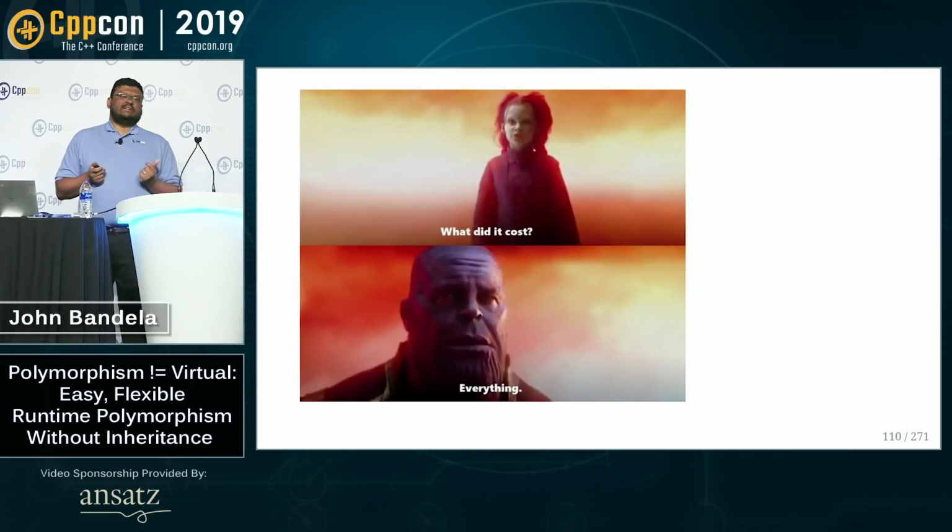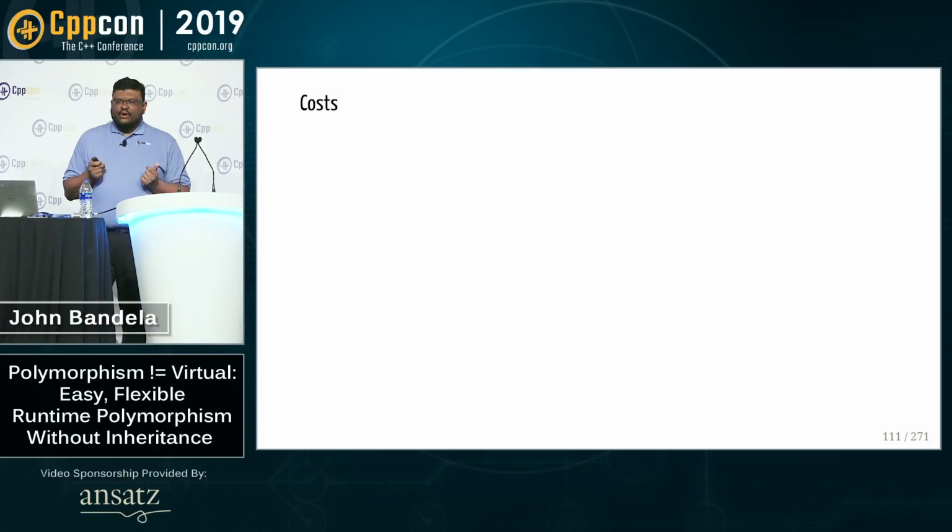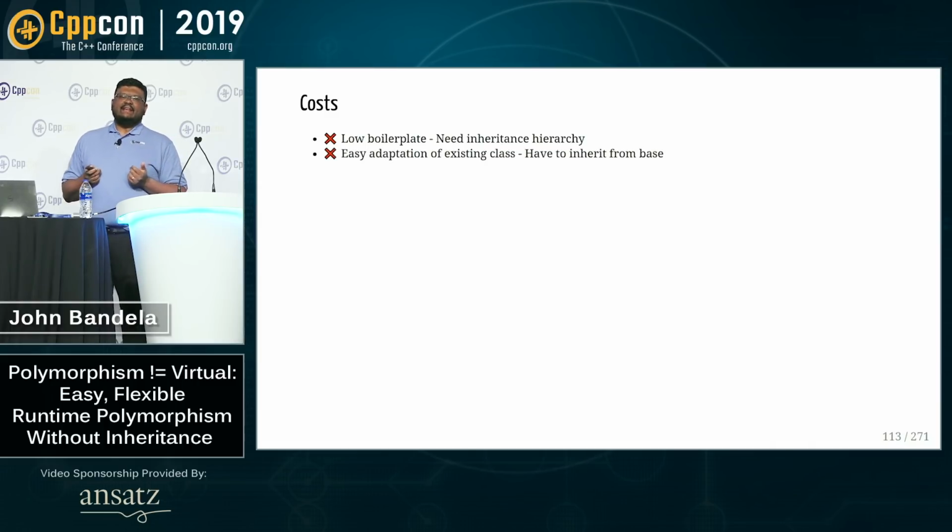But what did it cost us? Right? So what are our costs? Before we had low boilerplate. Now we need an inheritance hierarchy. Before, we could take an existing class, not really modify it, just add an overload, and use it. Now all our classes have to inherit from a base. So now we have to consult the Gang of Four, or whatever design patterns, and write facades for all sorts of stuff.